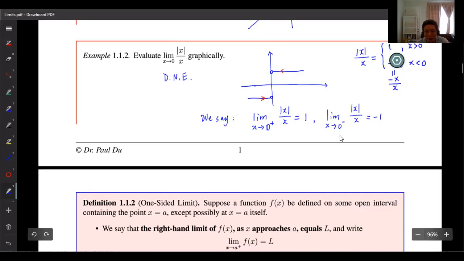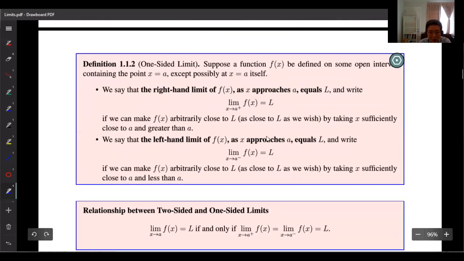Sometimes we can talk about a one-sided limit, just from one direction, as x approaches a. That's the definition of a one-sided limit. It's exactly the same as two-sided, but just from one direction. So we put a plus or minus: a plus means from the right-hand side, and a minus means from the left-hand side.